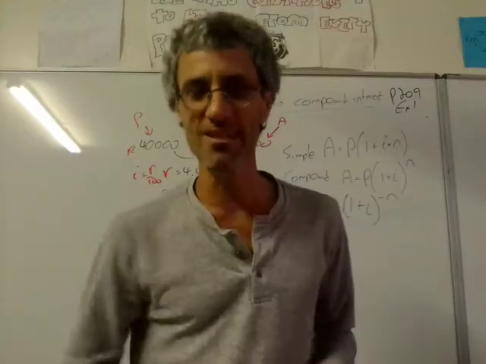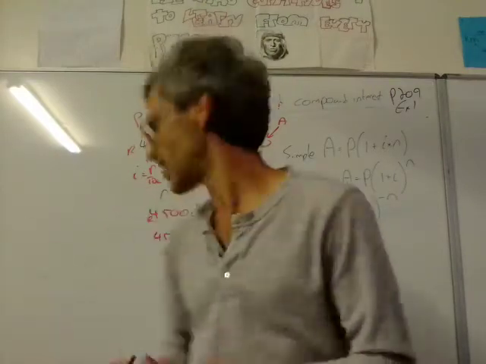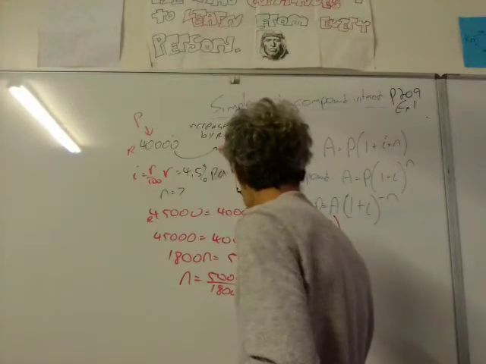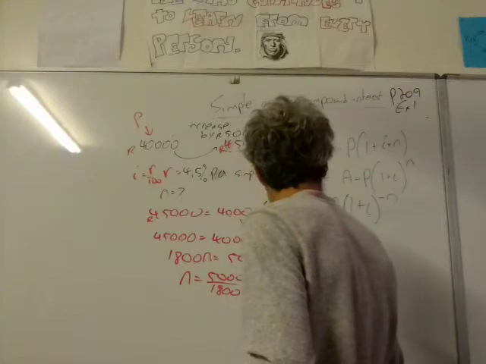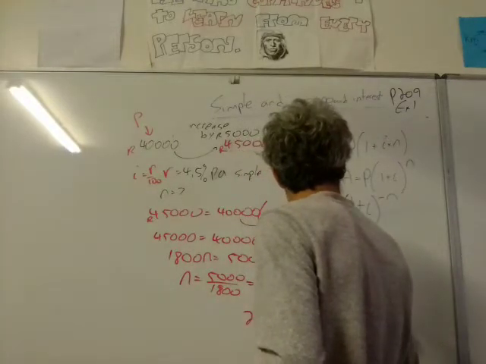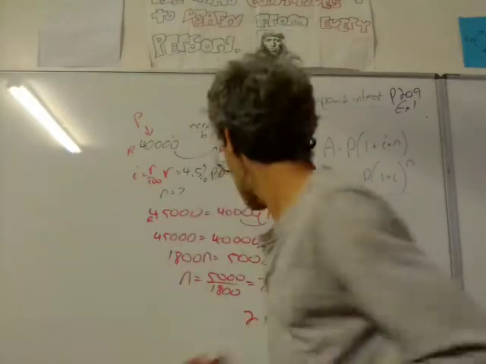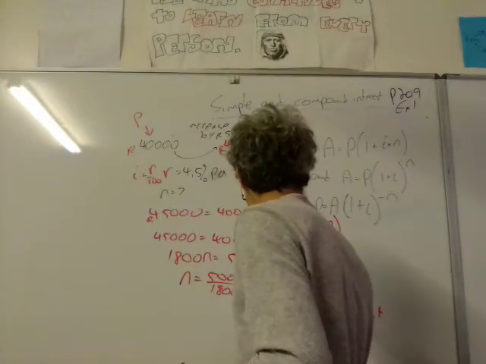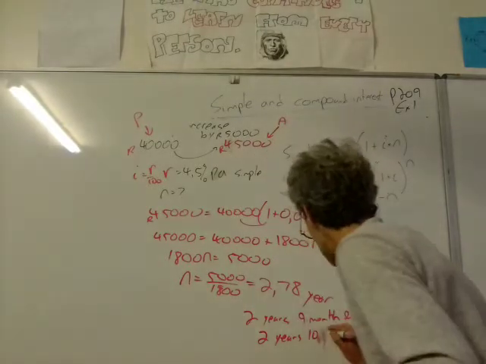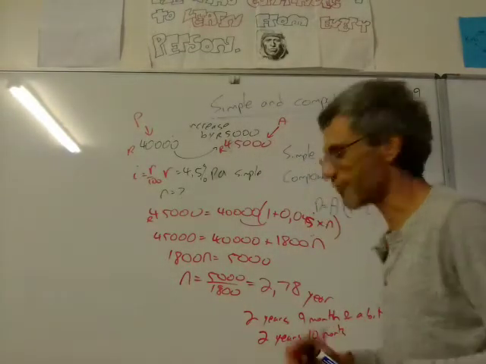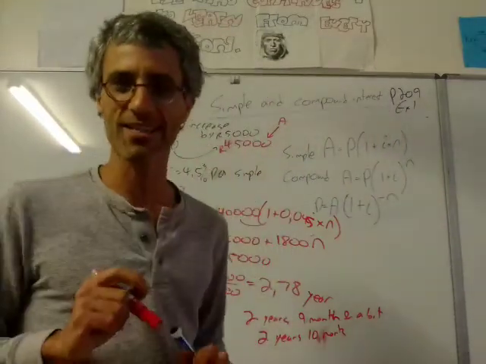Okay? So by the 10th month, I will have made that money. By the 9th month, it's not there. So it's going to be 2 years, 9 months, and a bit. So it depends on what you count. If you're counting by months, it's going to be 2 years and 10 months, because after 9 months, I'm still not going to have that. I'm going to have a little less. So it will take 10 months.